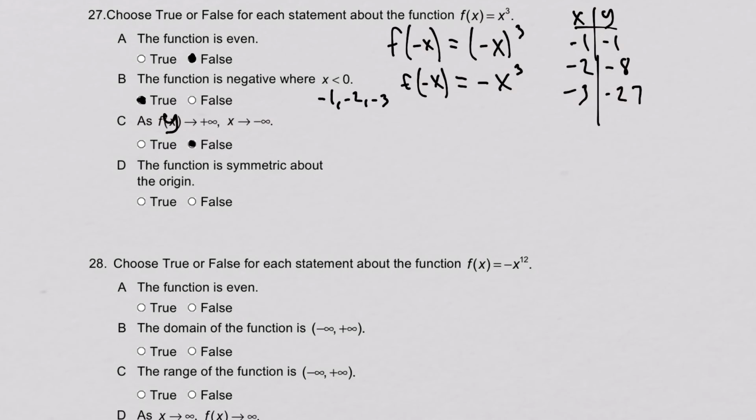And finally, the function is symmetric about the origin, okay? So remember what this graph looks like. Something like that. It is not symmetric about the x-axis. It is not symmetric about the y-axis. But we do call this symmetric about the origin, which is right there, because we can basically take this function and rotate it 180 degrees and it will land exactly on this one. So this one is true.